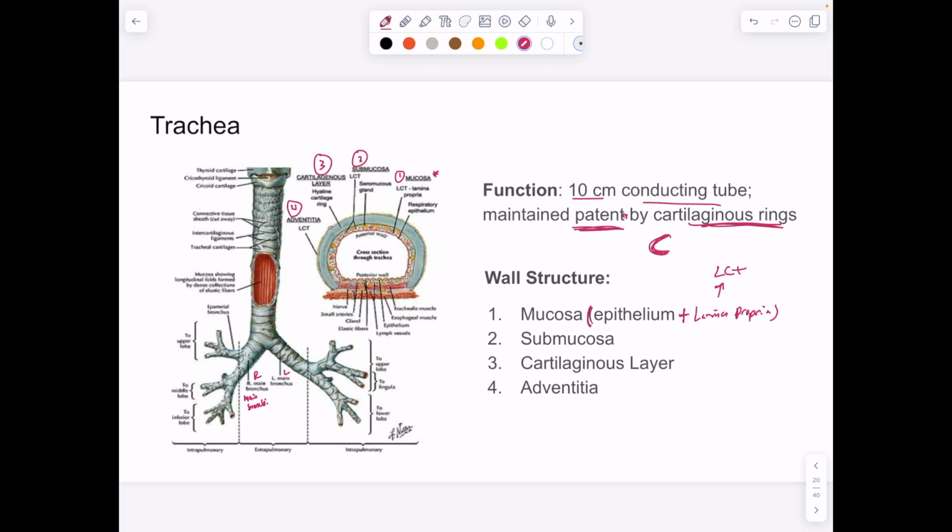All right, so wall structure for the trachea is going to be made up of our friend, the mucosa epithelium plus lamina propria, which is our loose connective tissue, which you can see right here. This is our friend respiratory epithelium, pseudostratified ciliated columnar. Then our loose connective lamina propria. We do have a submucosa in this case with our seromucous glands and loose connective tissue.